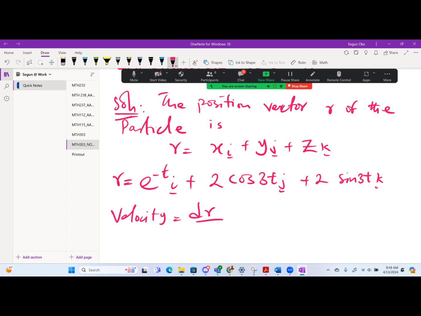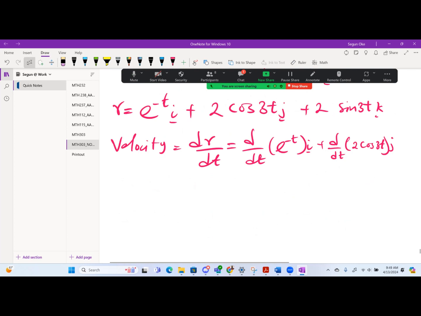We can now say that we have our v, our velocity, equals dr/dt, which is the same thing as d/dt of e raised to power minus t i, plus d/dt of 2 cos 3t j, then plus d/dt of 2 sine 3t k.